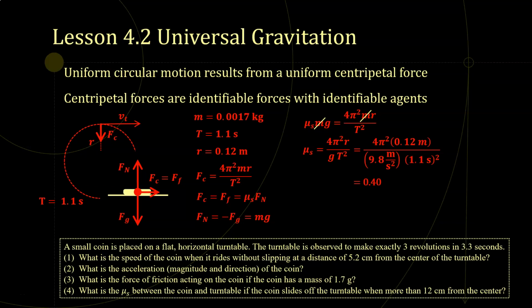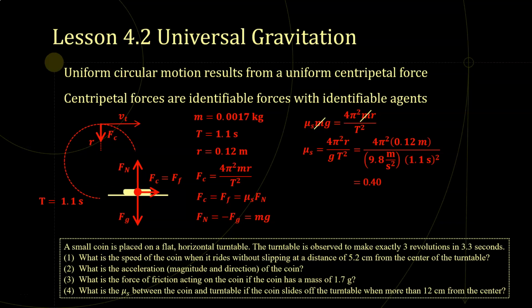And the reason we started with this problem is just to reinforce, first of all, our solution strategy for centripetal motion problems. Notice that I figured out what the centripetal force was, what the agent of the force was. In this case, it was friction. And then I set my friction equation equal to my centripetal force equation, the one that applied for this type of problem. Then I simplified, plugged in the values that I knew, and I solved for my unknown. That's a very typical solution strategy for these types of uniform circular motion problems.